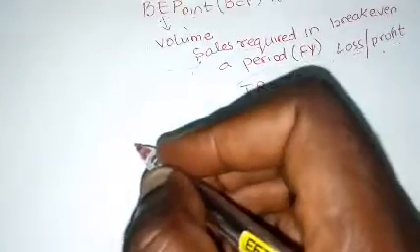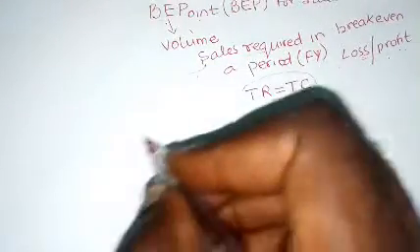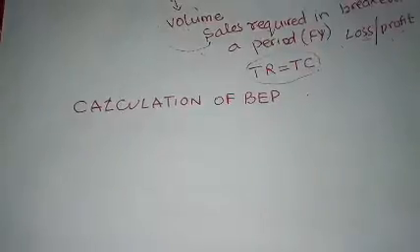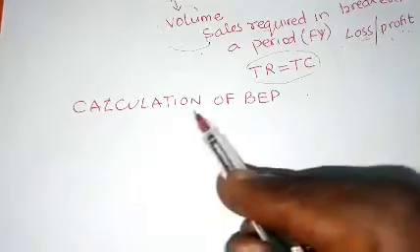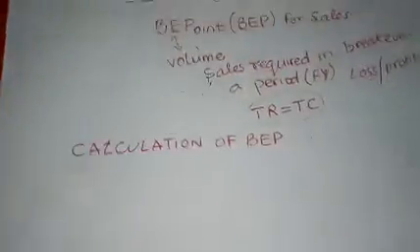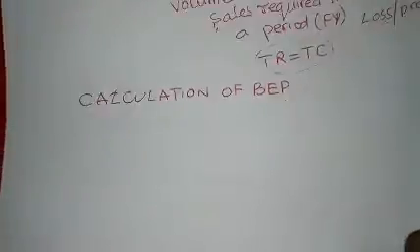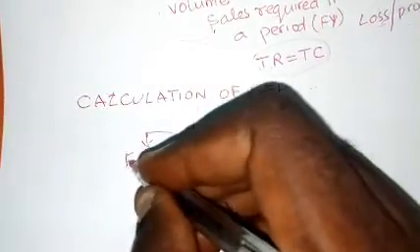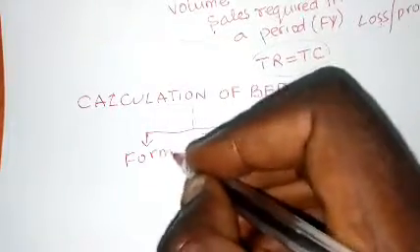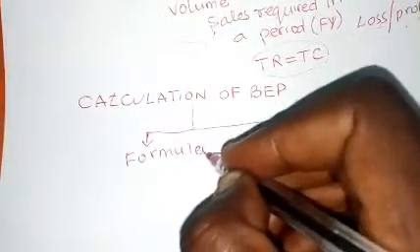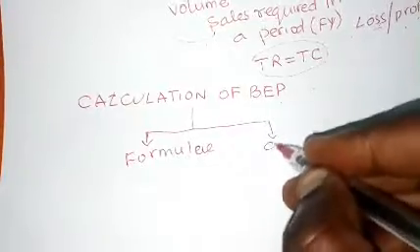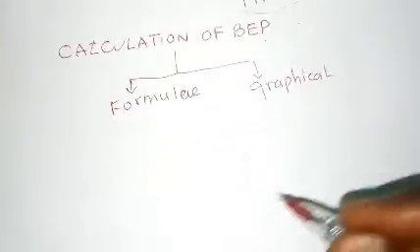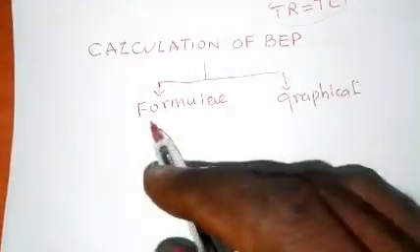Now, how do we calculate the break even point? There are two methods when we look at the calculation of break-even points. Number one, we have the formulae method, and the graphical method. So we are going to consider the two methods, the graphical method and the formulae method.